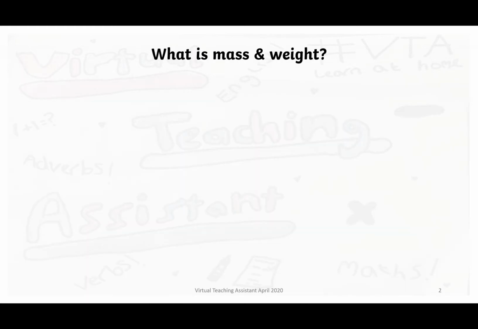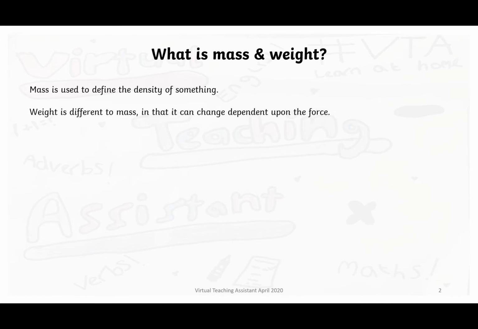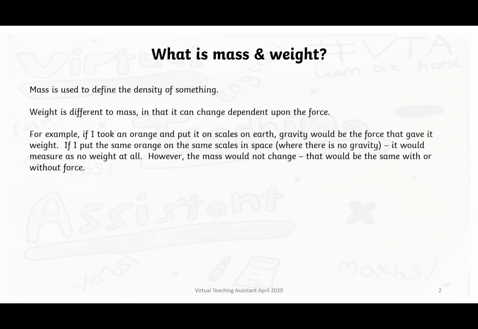Okay, so what is mass and weight? Mass is used to define the density of something. Weight's different to mass in that it can change depending upon the force. Still very confusing, so to put it in normal terms, if I took an orange and put it on a set of scales on Earth where there's gravity, gravity would be the force that gave it weight, which pushes it down onto those scales.